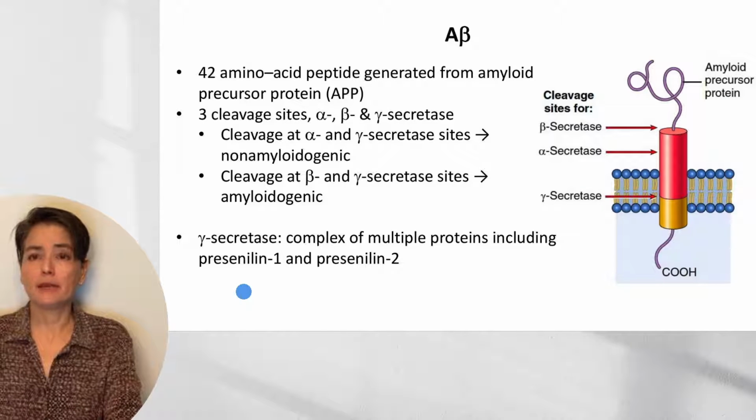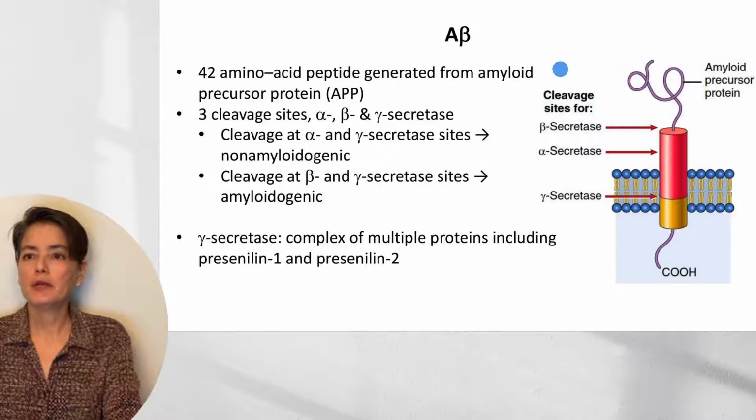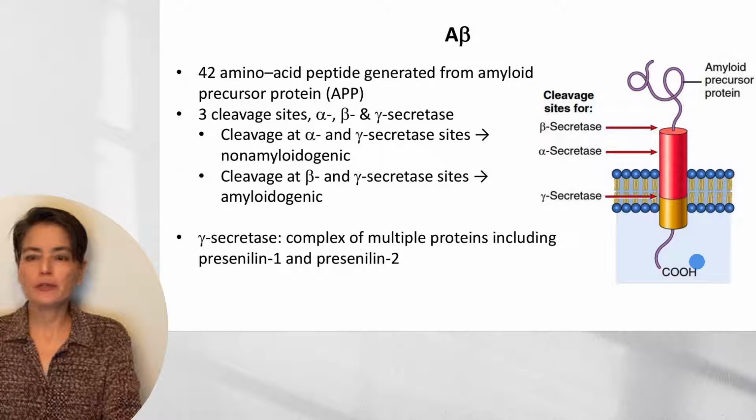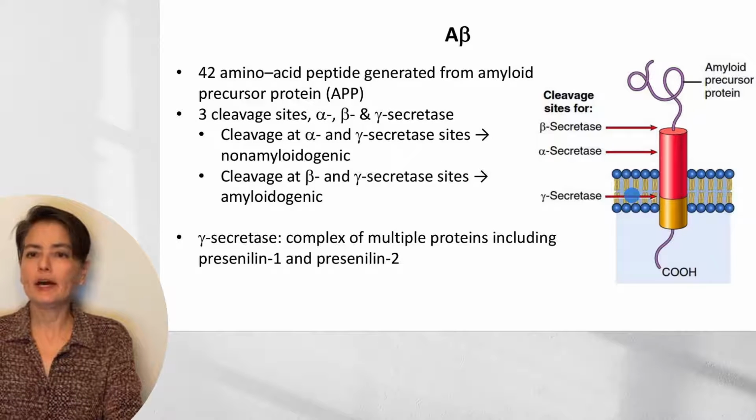APP is also the name of the gene that encodes this protein. You can see this image here from Robbins and Kumar Basic Pathology showing this transmembrane protein. There are 3 potential cleavage sites for alpha, beta, and gamma secretase, and depending on where we get cleavage, this will determine whether the resultant peptide is amyloidogenic or non-amyloidogenic. So if we have cleavage at the alpha and gamma, this does not cause disease, but at gamma and beta, we will get our amyloidogenic peptide.